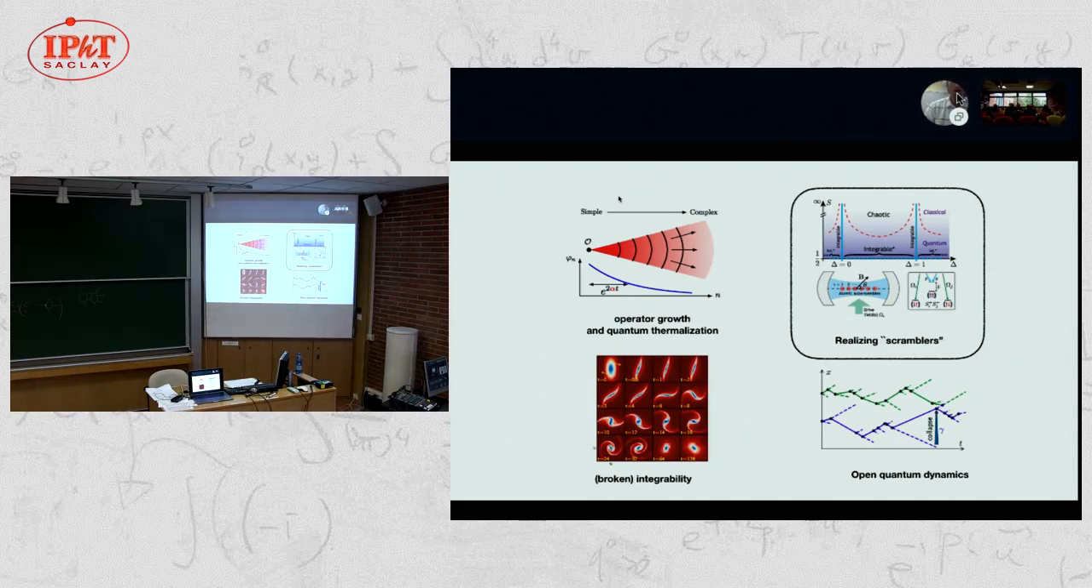Okay, so as Marco mentioned, I'm now a postdoc in the condensed matter theory group at UC Berkeley. During the last few years as a postdoc, I've worked on various aspects of quantum dynamics, including operator growth and thermalization, broken integrable systems, and open quantum dynamics. In this talk, I will focus on a recent work related to realizing so-called scramblers, very chaotic quantum systems.